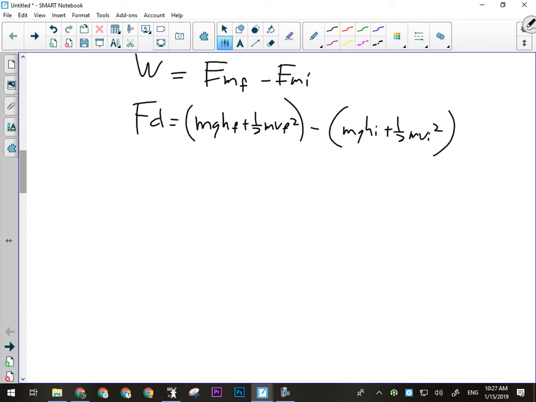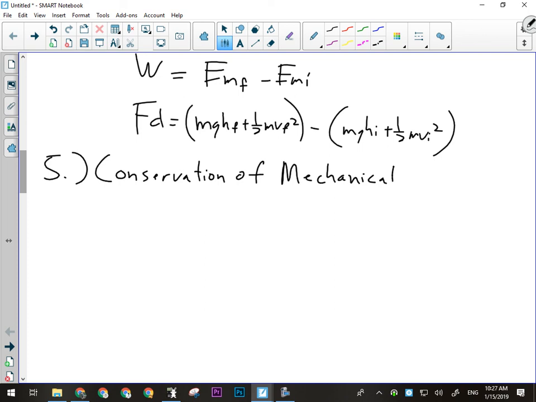And then the law of conservation of mechanical energy. Okay, that was the last thing. So that's like roller coaster questions and things like that.